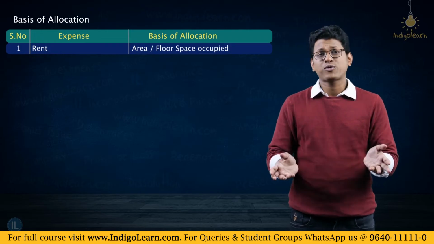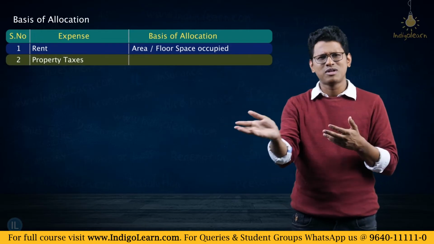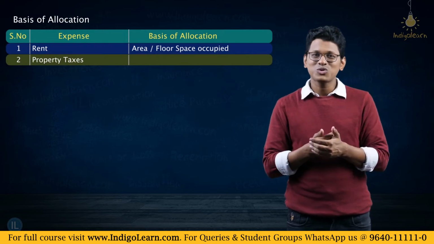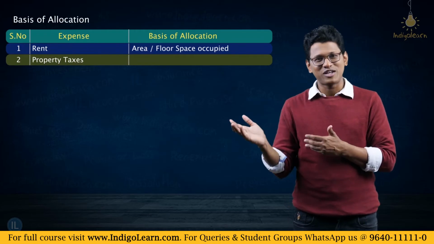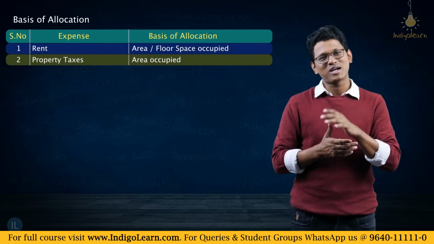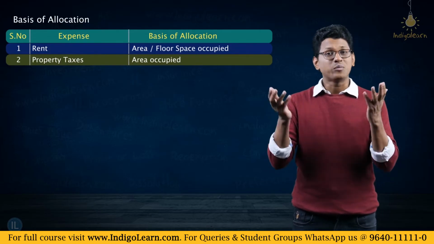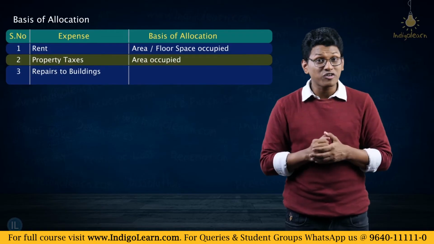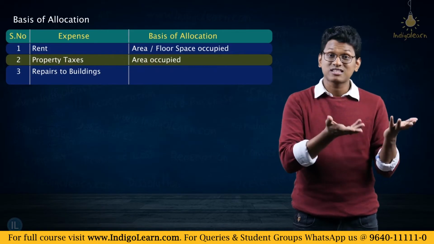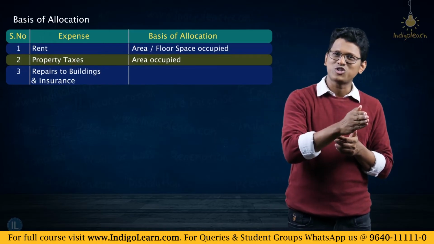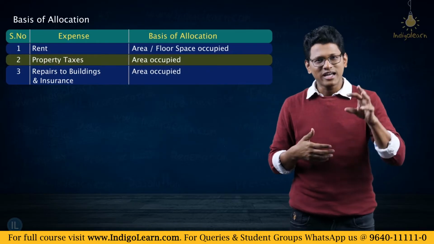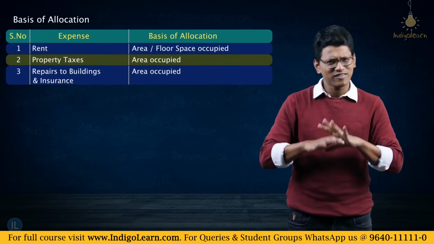Then, say something like property taxes and other similar rates and taxes. This is again linked to the property that you have taken on rent. So, even such expenses can be divided on the basis of area occupied by individual departments. Then, let's talk about repairs to buildings, repairs to the premises that you have taken. Then, all the repairs, or even if there are some insurance expenses, repairs and insurance should be divided on the basis of the area occupied by individual departments. Are we clear about this?